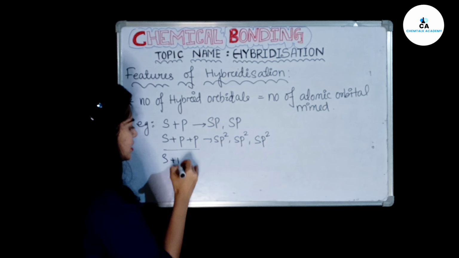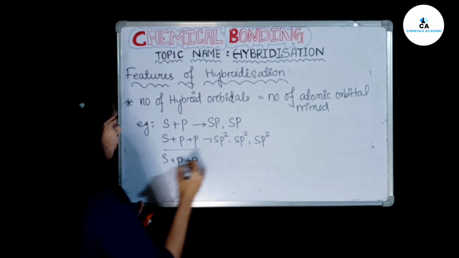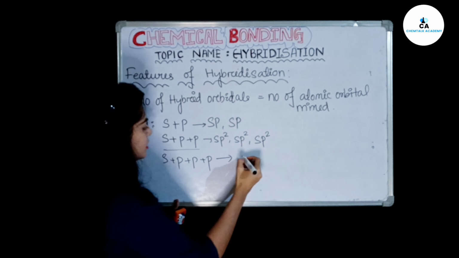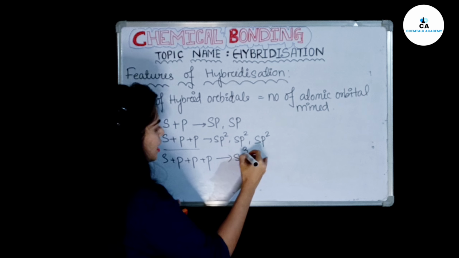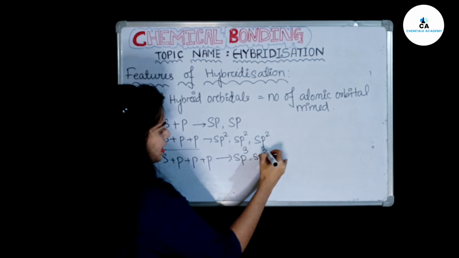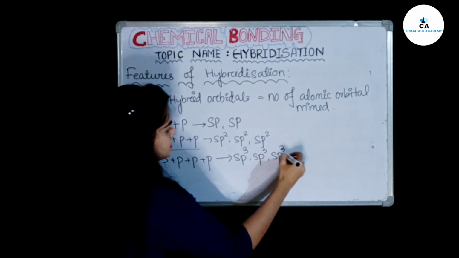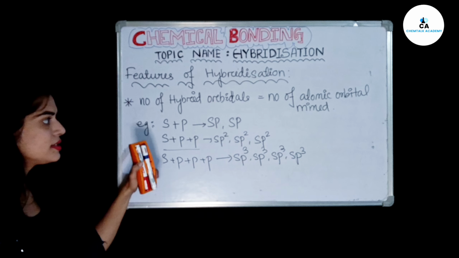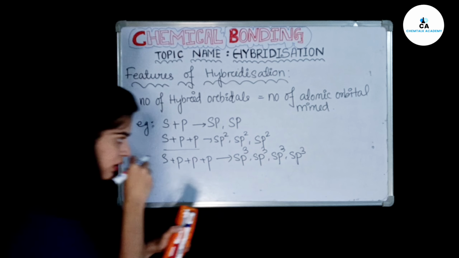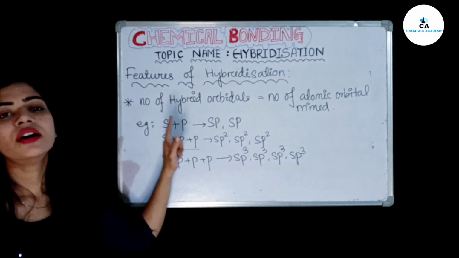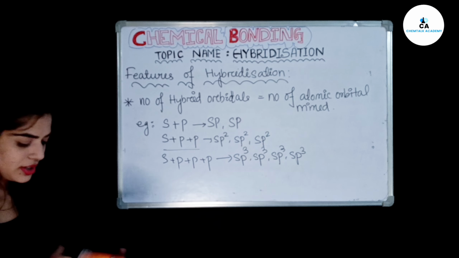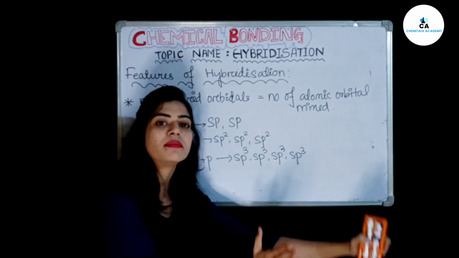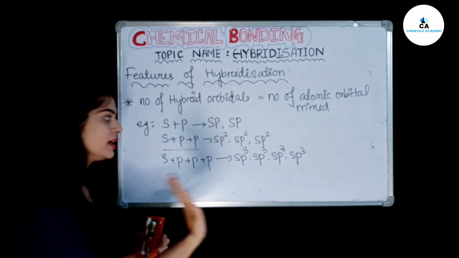If we are intermixing 4, 1 s and 3 p orbitals, we will get 4 sp3, sp3, sp3 and sp3. So this is the first feature of hybridization: the number of atomic orbitals you are intermixing, that many hybrid orbitals you will get.